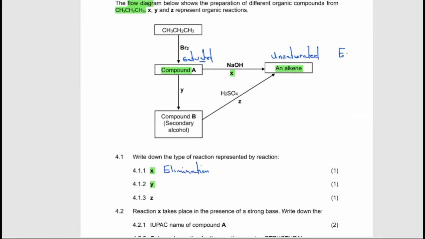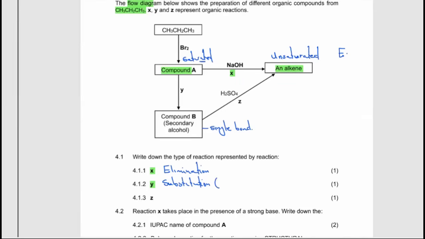So we started with something that is saturated again. It has single bonds, and then we're having an alcohol there, which also has single bonds. So if we started with something that has a single bond and ended up with something that has a single bond, this is going to be referred to as substitution, right? Because now there is an alcohol that is formulated there. If I was to be specific, I would refer to this as hydrolysis. So it's a hydrolysis reaction.